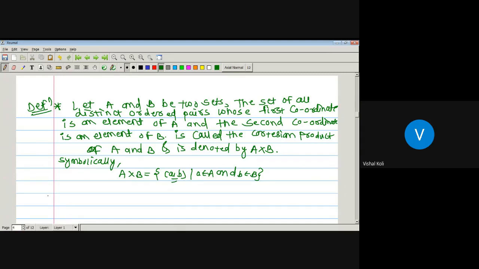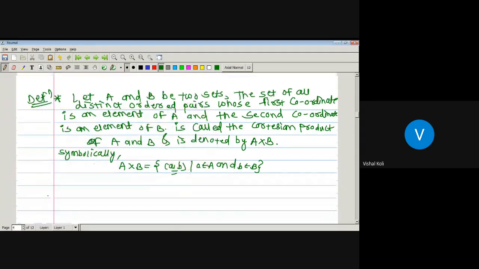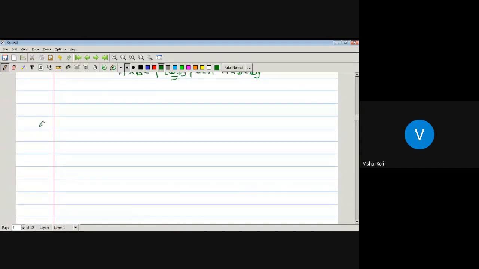Okay. For example, suppose A and B are two sets having elements a, b, c and p, q. Let capital A be equal to {a, b, c} and capital B be equal to {p, q}. Okay, so here we have two sets A and B. The first set contains three elements a, b, c and the second set contains two elements p and q.